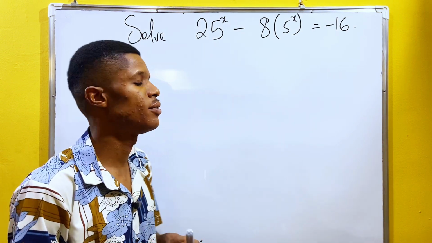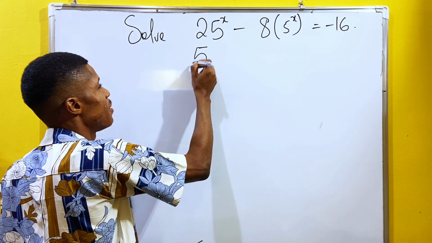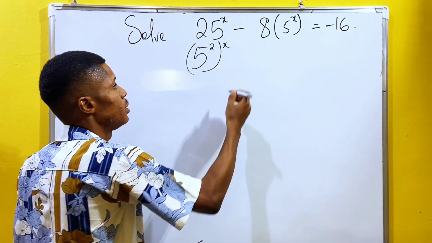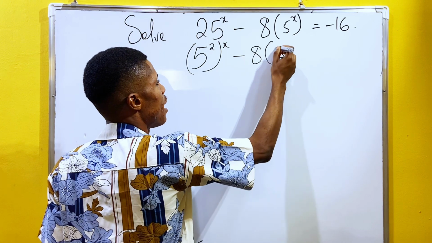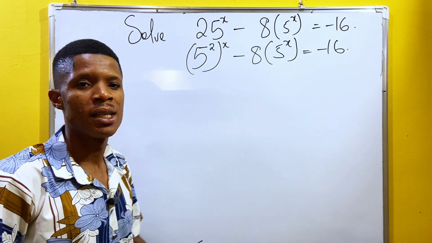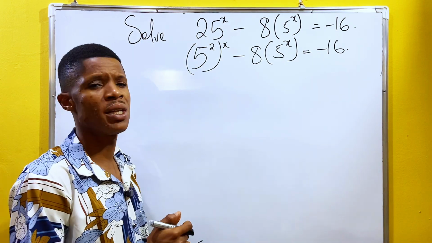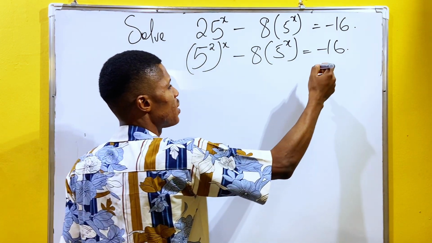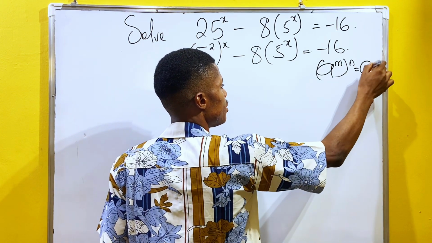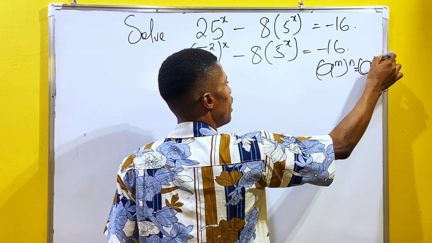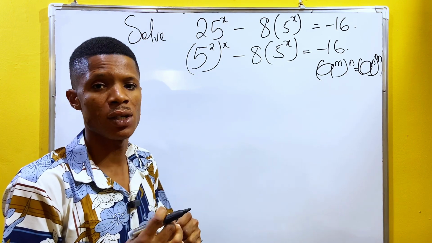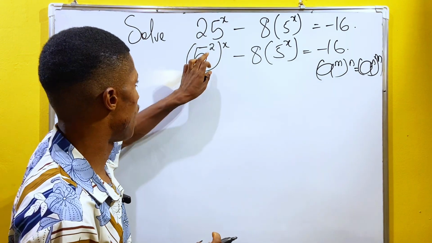That's 5 times 5. So if we replace 25 to be 5 squared, then raised to power x, then we write everything we have on the board, minus 8 into 5 power x is equal to minus 16. Then when we have this, remember one thing in exponents, that whenever you have something like a to the power of m raised to power n is the same thing as a to the power of n raised to power m. Okay? It's still the same. You can interchange because multiplication is commutative. So apply this rule here.